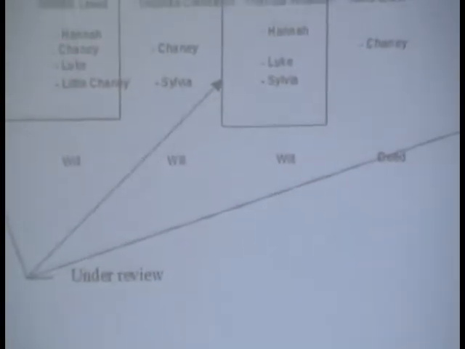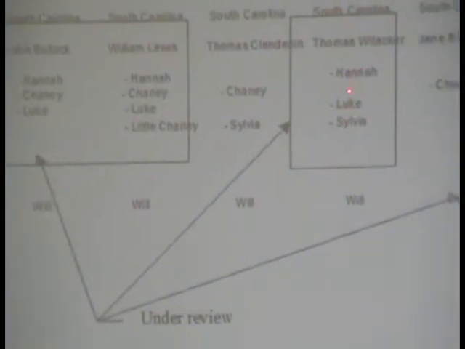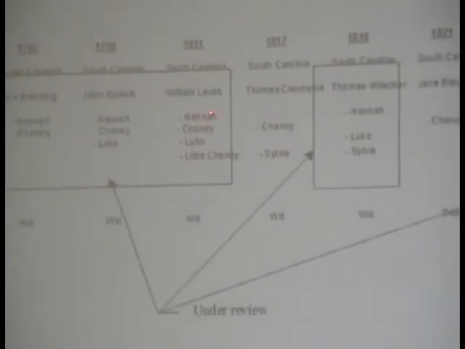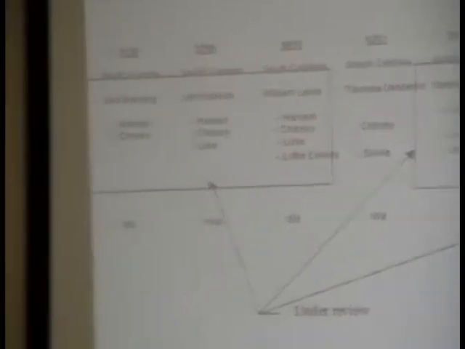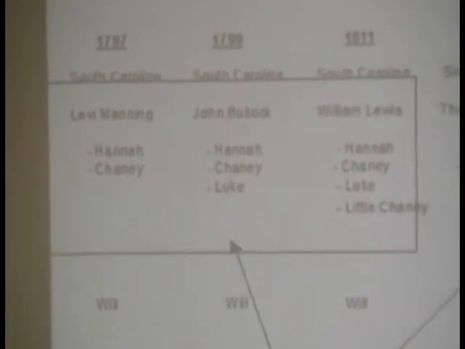So I tracked that one back. I also looked at the wills that involved Cheney, her daughter Sylvia, Hannah, her mother, and Luke, a spouse of Cheney's daughter. And I was able to find them in wills going back to 1797. So, to answer your question, yes, you can chase slaves in bondage. But to do that, you have to track the records of the owner.